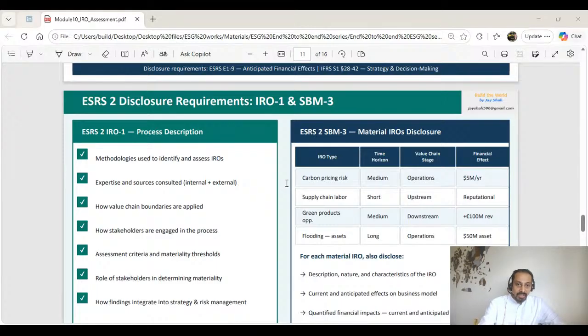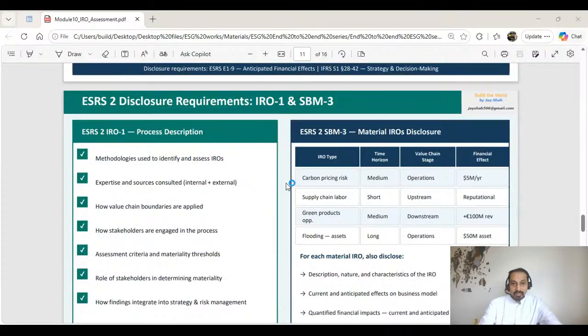In SBM-3, you disclose your material IROs. SBM-3 requires you to actually disclose the material IROs you have identified. For each one, you need to describe the nature and type of the IRO, the time horizon, short, medium, or long term, and the value chain stage where it arises. Then the current and anticipated effects on your strategy and business model, which are the financial effects. So that is the part of SBM-3.